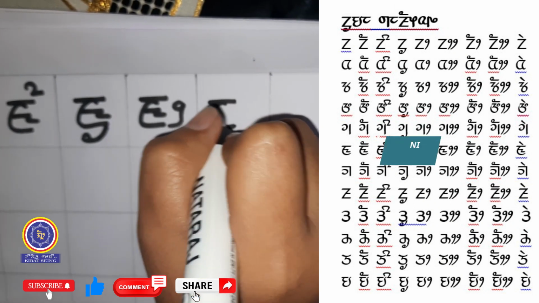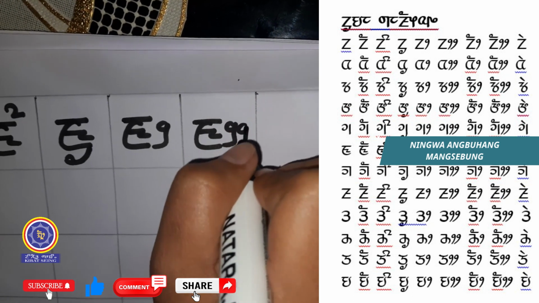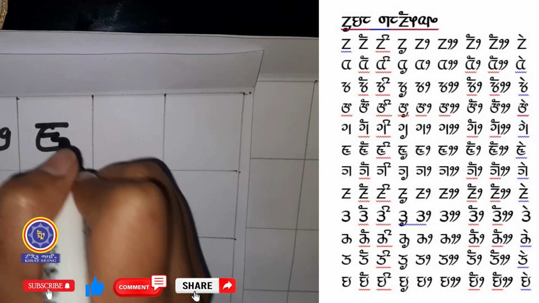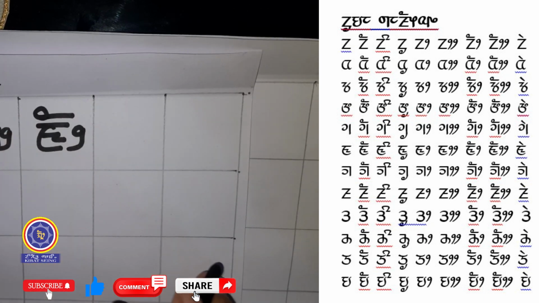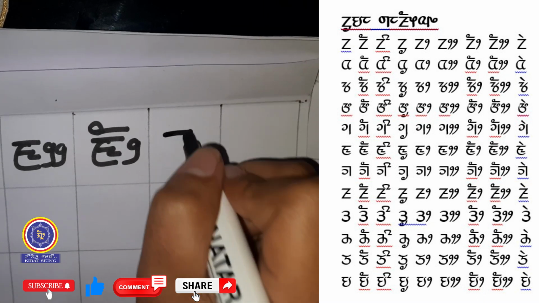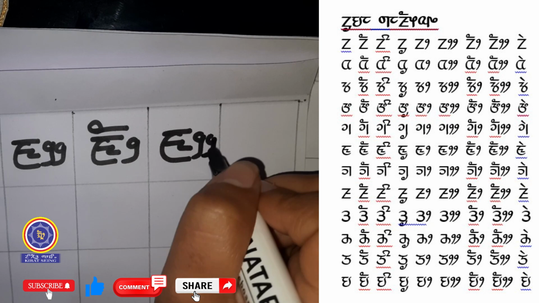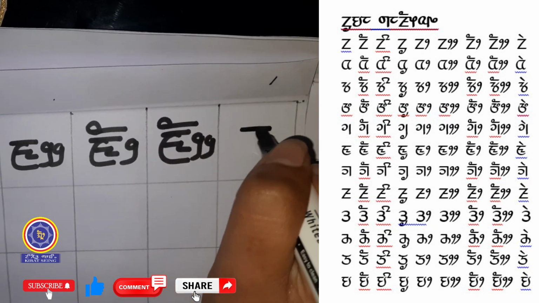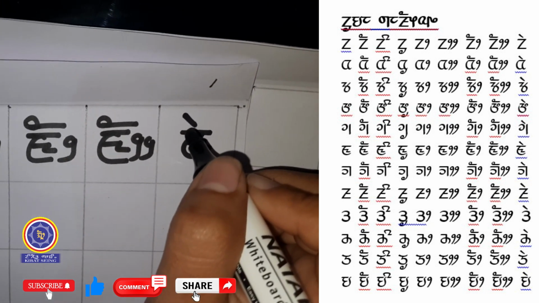And again cha and add ainu, and cha ainu chai. And then cha and add tumbo, cha tumbo cho. And then cha and add tummo, cha tummo cho. And then the last one is cha and add pecha, cha pecha che.